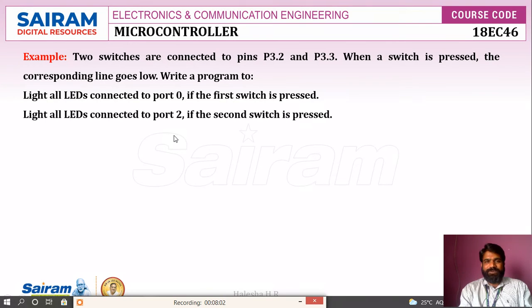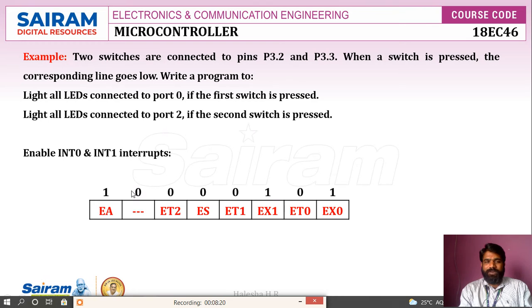Here we use interrupts to detect whether the first switch is pressed or the second switch is pressed. So we enable external interrupt 0 as well as 1. To enable the IT0 and IT1 interrupts, this is the value to be loaded. First we make the global enable, and then the corresponding external interrupt 1 and external interrupt 0 enables. So the corresponding hexadecimal value is IE equal to 85H. This is the value to be loaded into the IE register to enable external interrupt 0 and external interrupt 1.